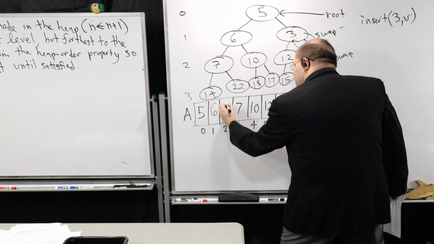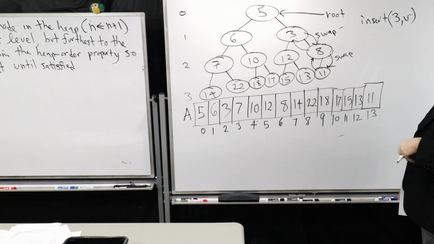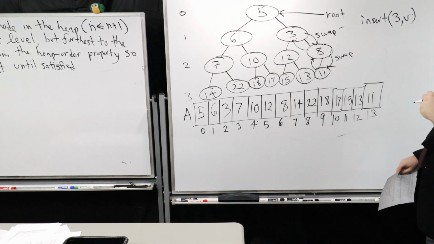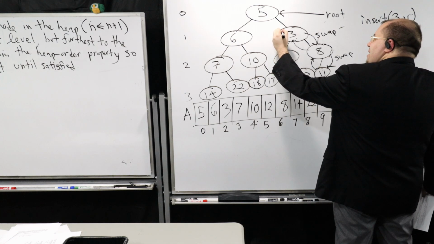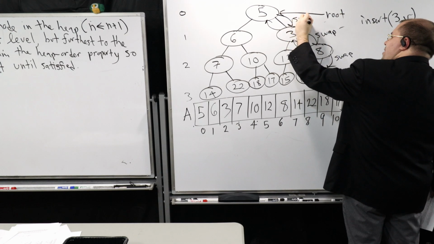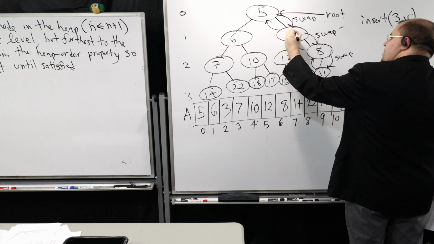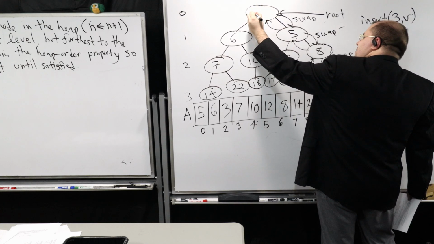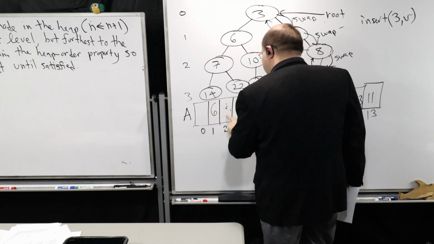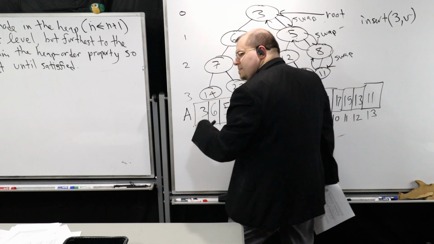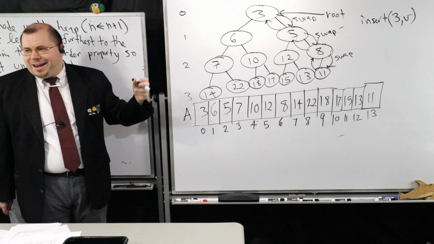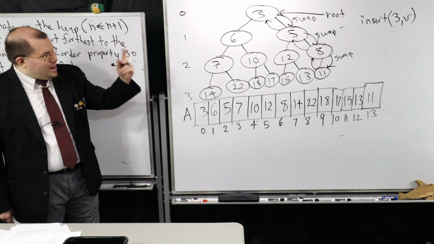8, 3. And now, am I done yet? No, right? I'm not done quite yet. I need to do one more swap. I need to swap 5 and 3. So I do another swap. I swap 5 and 3. Now am I done? Are we okay now? Yes, we are.